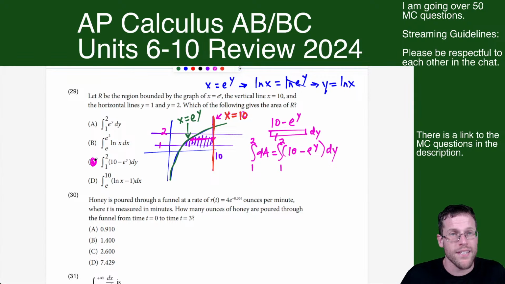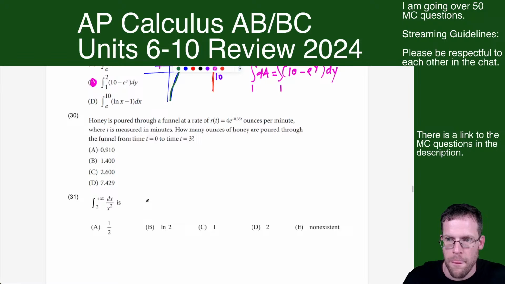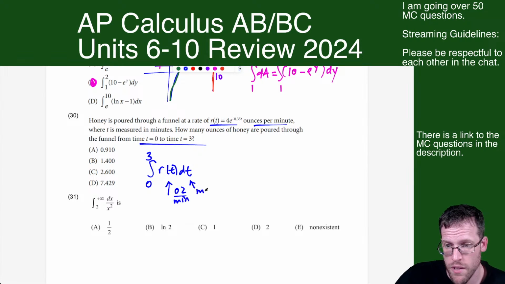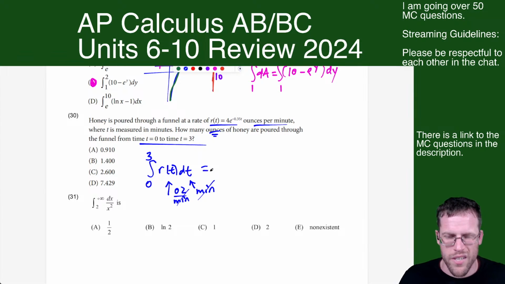Okay. Last Calc AB question, and then the last 20 are BC. All right. So here, honey is poured through a funnel at this rate. How many ounces of honey are poured through the funnel from 0 to 3? So this one, we're integrating from 0 to 3, r of t dt. How I know is that this is ounces per minute, and dt is in minutes. When these cancel, it makes ounces. So just use the calculator for this.